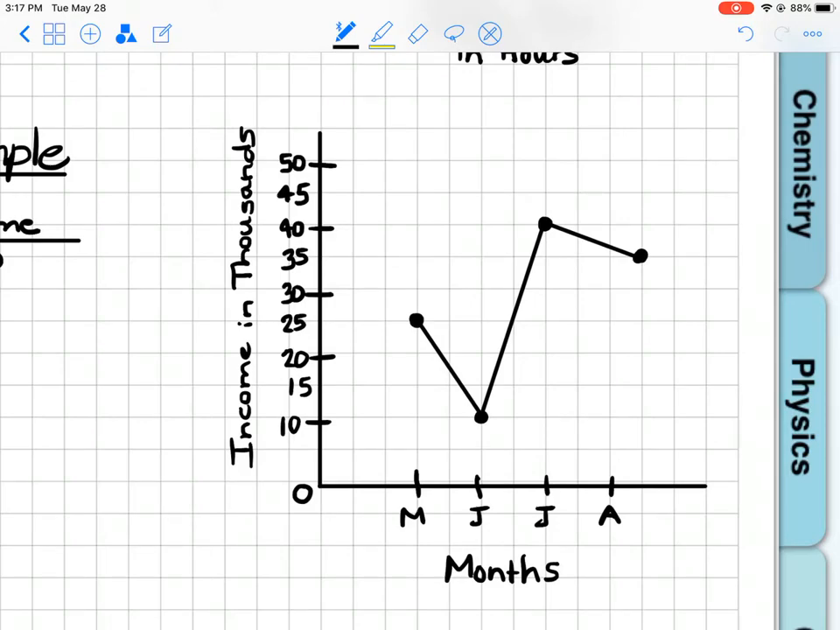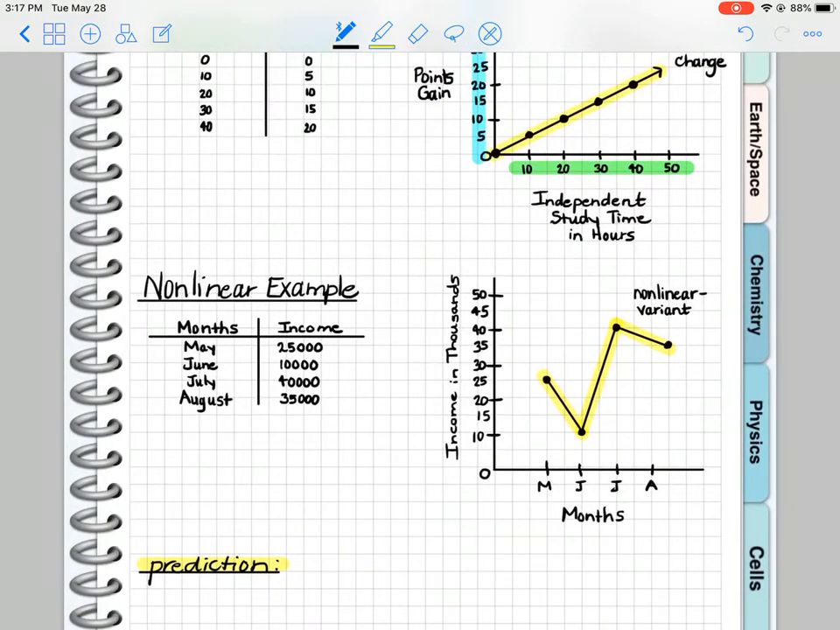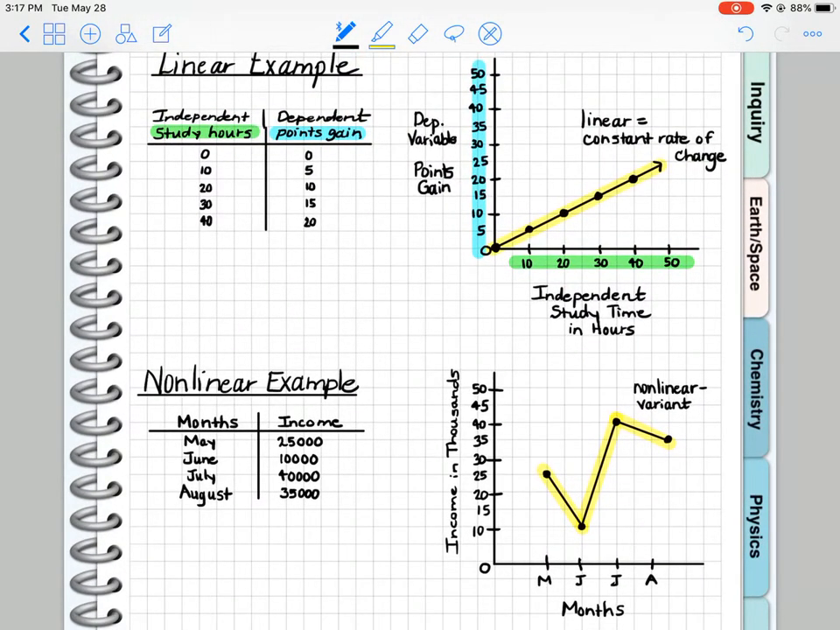But do you see that this is non-linear? It's not that nice, perfectly straight line. It is bouncing around all over the place. So this is a non-linear relationship. It's also called variance or variable because it changes from month to month. It's not as predictable as that top line would be. And you can clearly see the difference between linear and non-linear there.